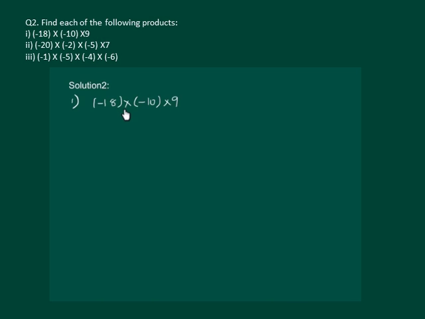Since multiplication is associative, we can multiply any two of them first. It would be easier to multiply 18 with 10 and then multiply the result with 9. So, we perform minus 18 into minus 10 gives us plus 180, multiplied by 9 will give us 1620.